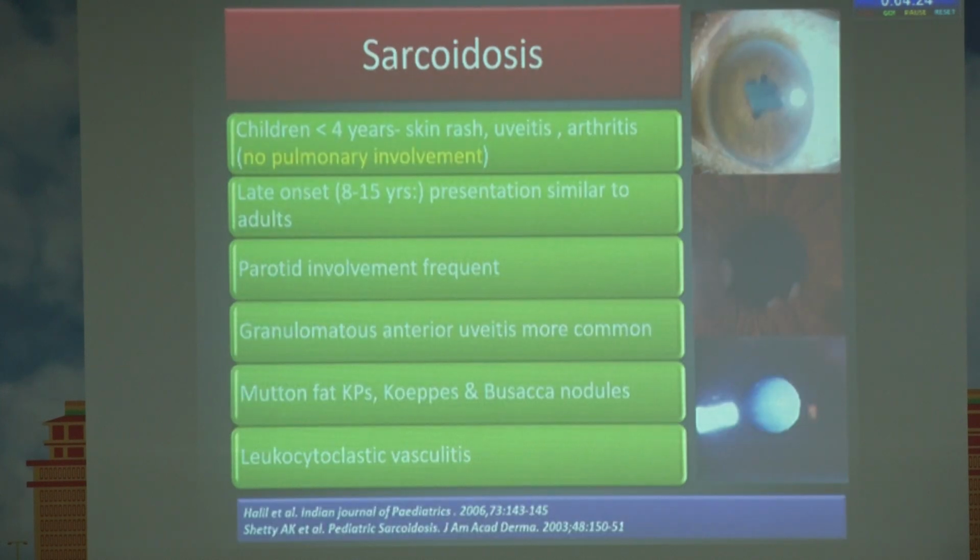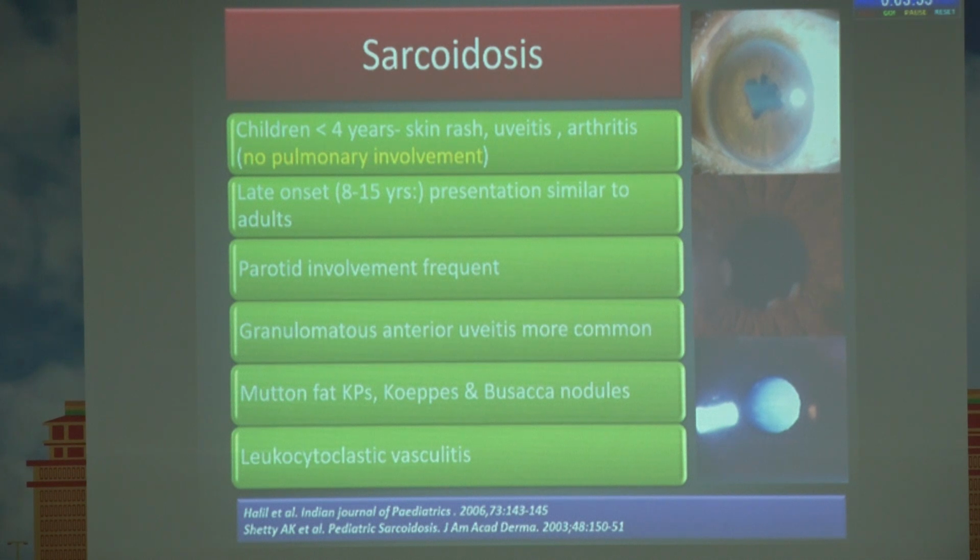Sarcoidosis is considered to be a disease of old persons, but sarcoid can affect kids, and there are two types of presentation: early onset and late onset. In early onset, kids are affected below the age of 4 years, and it is characterized by skin rashes, uveitis, and arthritis, and because of that, they are most of the time misdiagnosed as JIA patients. But in sarcoid arthritis, the joints are swollen, boggy, there is no pain, and movement of the joints is minimally affected.